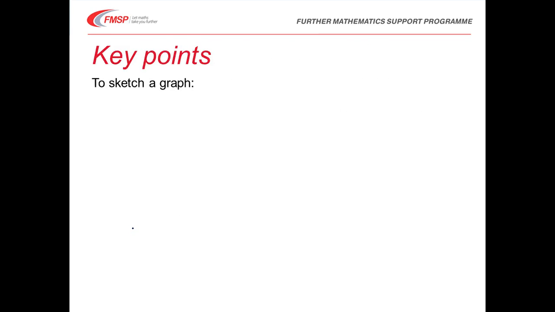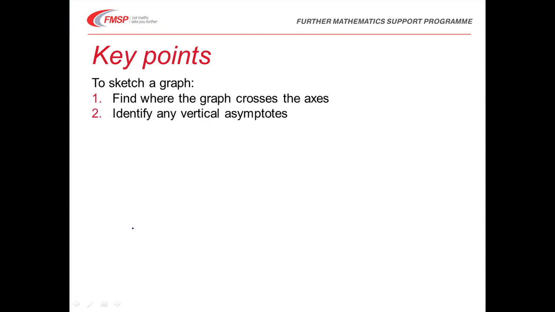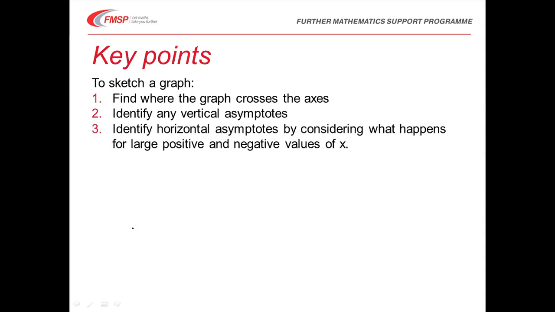So, key points to remember. First of all, find where the graph crosses the axes. Then, identify any vertical asymptotes where the denominator is 0 and therefore the function is undefined. You can identify horizontal asymptotes by thinking about what happens for very large positive and negative values of x. You can do that either algebraically or with a calculator. It's quite a good idea to do it both ways to check.